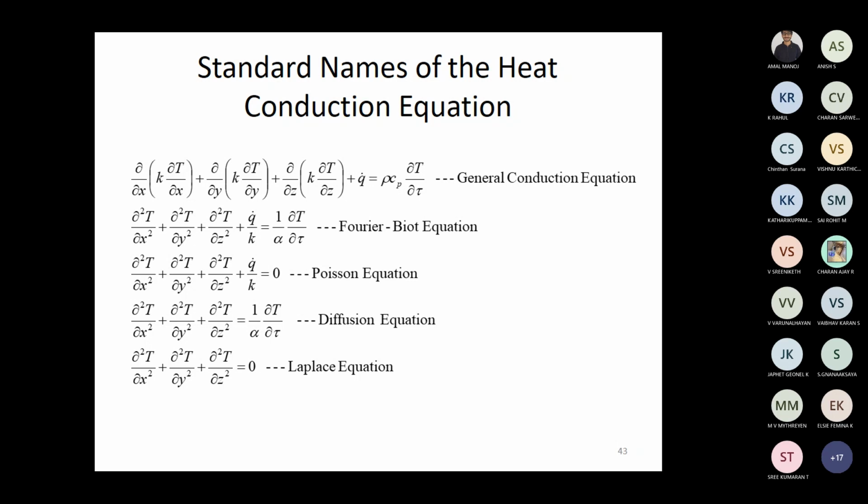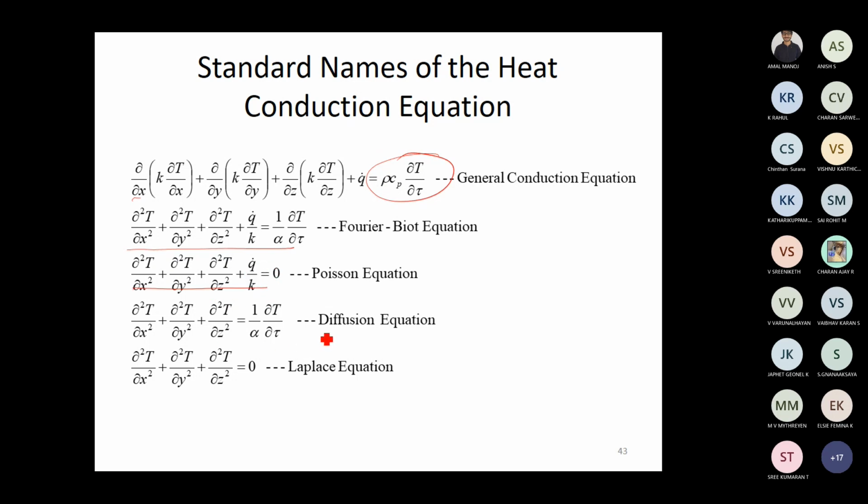So you can see the first equation that you see here is the most general form of equation, considering everything. Then if k is constant, we can bring the k out of the partial differentials, and then the equation will take this form, and this form is called the Fourier-Biot equation. And then if there is no transient term, if dou T by dou tau is equal to 0, then the Fourier-Biot equation will take this form and it is called the Poisson equation. So the Poisson equation considers heat transfer in the three directions and also the heat generation term.